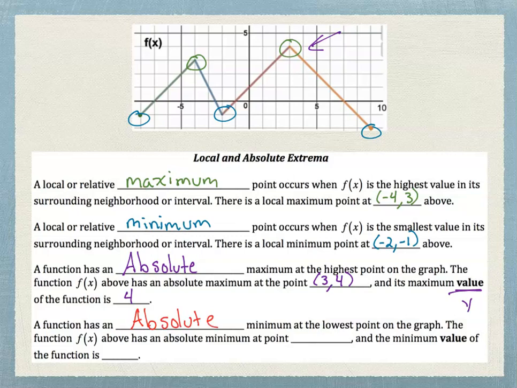all right, at the lowest point on the graph, this can be either like a valley, or an endpoint. So in this case, it's an endpoint right there. The lowest point on the graph is located at (10, -2). And we say the minimum value of that function is just -2. Okay? Again, using the y for the value.